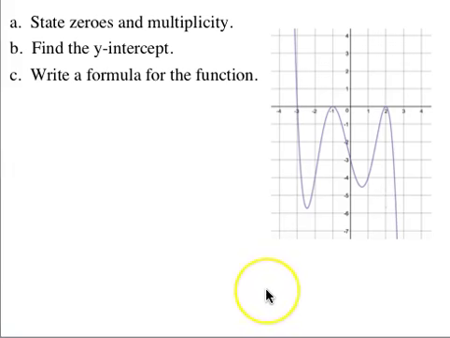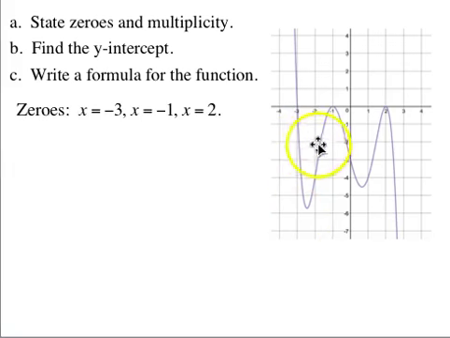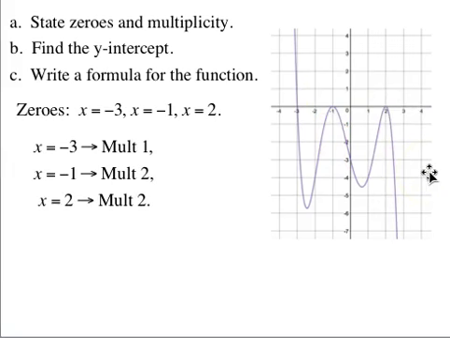Okay, this time I'm giving you the graph and you have to give me the formula. So we have zeros with multiplicity. What do we have here? Negative 3 is a 0, negative 1 is a 0, 2 is a 0. Negative 3 has multiplicity of 1 since it's piercing. Negative 1 has multiplicity 2 because it's bouncing. 2 has multiplicity 2 because it's bouncing.